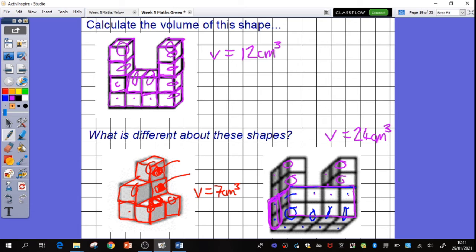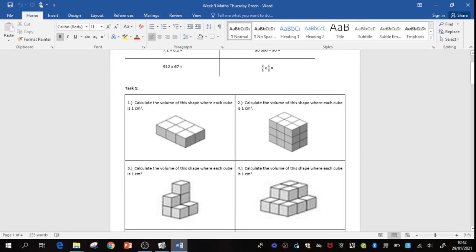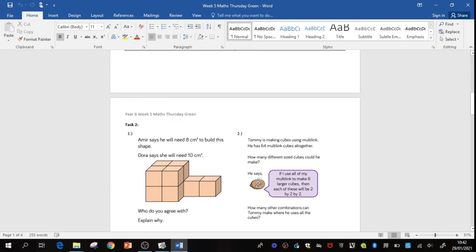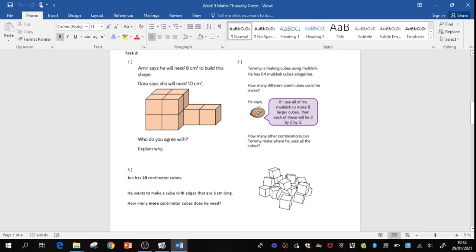What I'd like you to do now is to have a go at task 1. See if you can calculate the volume of these. Then have a go at task 2, see if you can apply that knowledge to some mastery tasks. When you're ready for task 3, come back to the video.